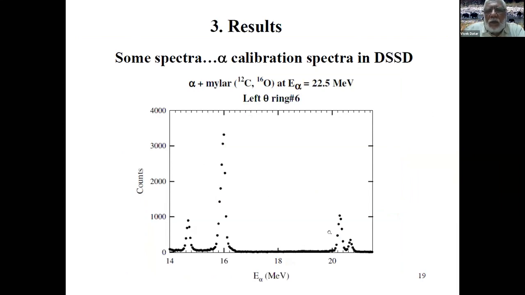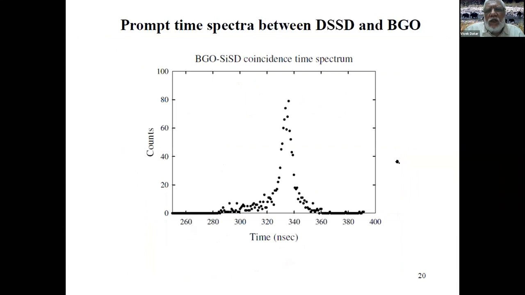Some spectra, alpha calibration spectra, for instance: these are the elastically scattered alphas from oxygen and carbon, and then the inelastic scattering from carbon and from oxygen, 4.44 MeV, 6.13, and so on, in one of the rings. Similarly, the prompt time spectrum between the double-sided strip detector and one of the BGOs shows about a 10 nanosecond prompt width. It's not fantastic, but that is good enough for this experiment.